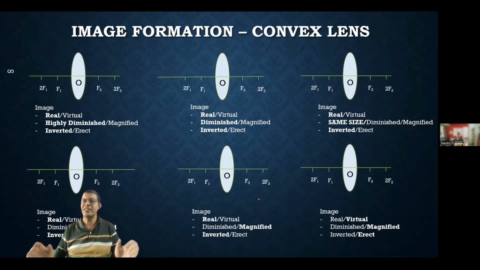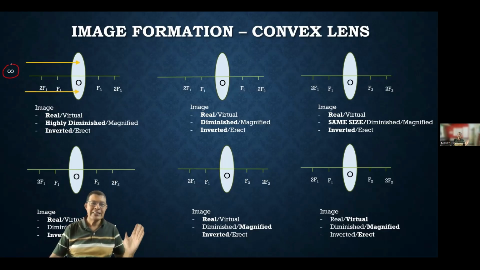Now the image formation cases for convex lens. We are going to use the rules we studied to see how the images are formed. The first image formation, when the object is at infinity: the rays come parallel and they converge to the focus. They converge at the focus, that is at f2.